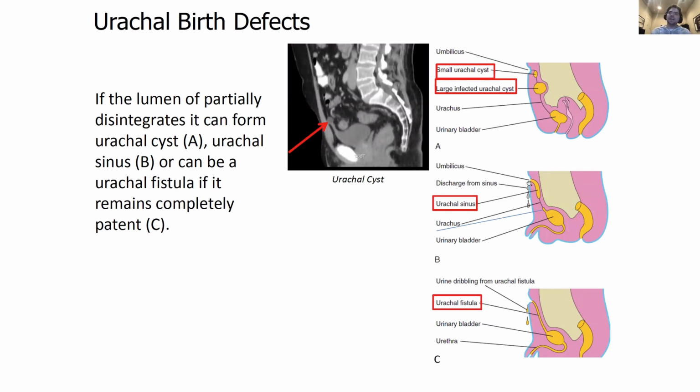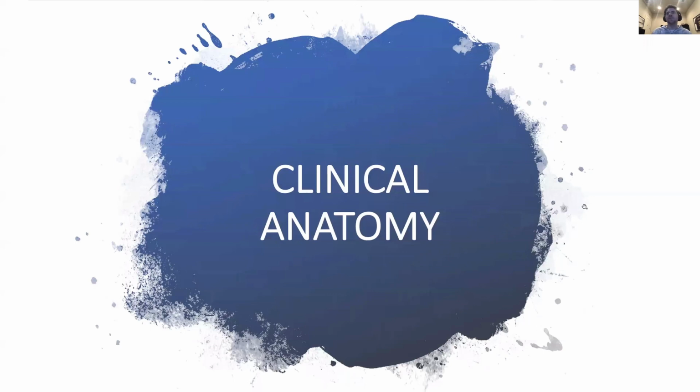So if that doesn't seal off completely, you can get a urachal fistula, which means the urine's draining out of the umbilicus. You can get a sinus where it's not completely patent, it closed off, but it does have a little bit of drainage, or you can get a cyst. They could ask you a question about that, but you're worried about the urachus that didn't close off after birth.